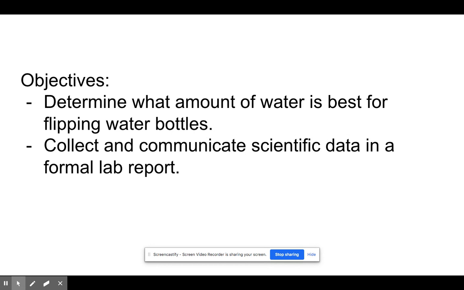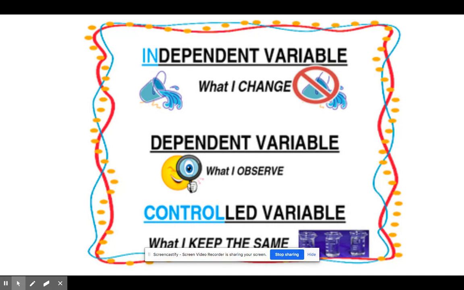Basically, we're going to flip water bottles that are full, half full, a quarter of the way full, and 3/4 of the way full, and see which one we can flip the most in 60 seconds.